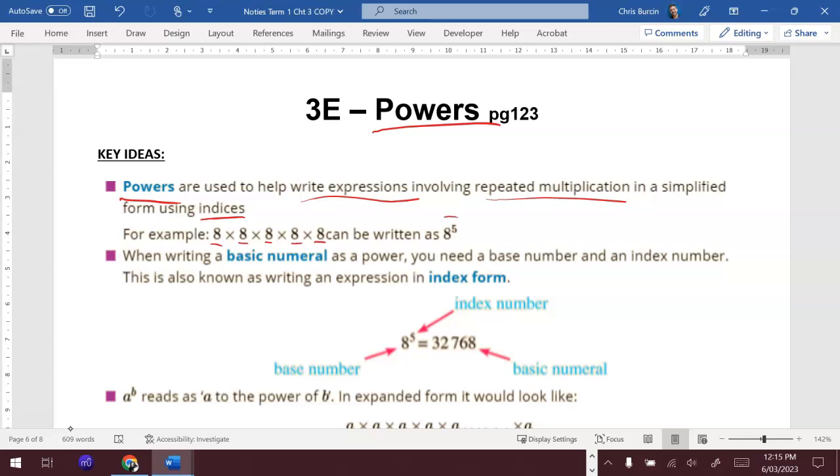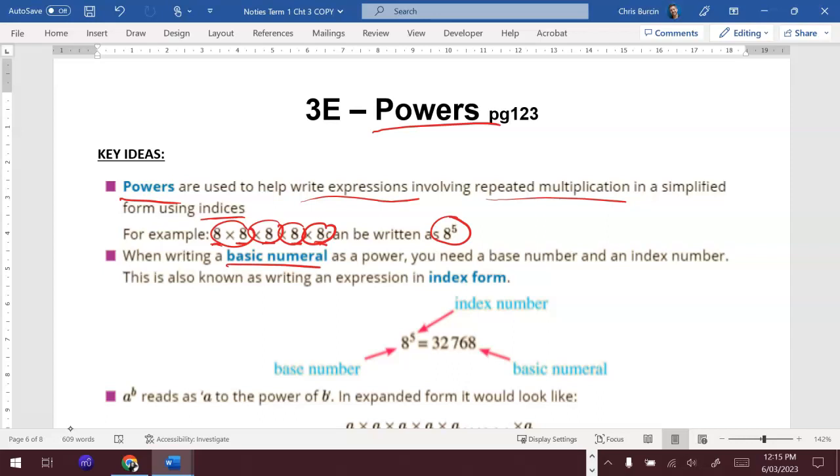And so we use 8 to the power of 5, and we say to the power of, and that tells us that in expanded form, it is actually 8 times 8 times 8 times 8 times 8. So to work this out or evaluate it, we would multiply 8 times 8, and then 64 times 8, and so on and so forth. So it's actually quite a big number if you look.